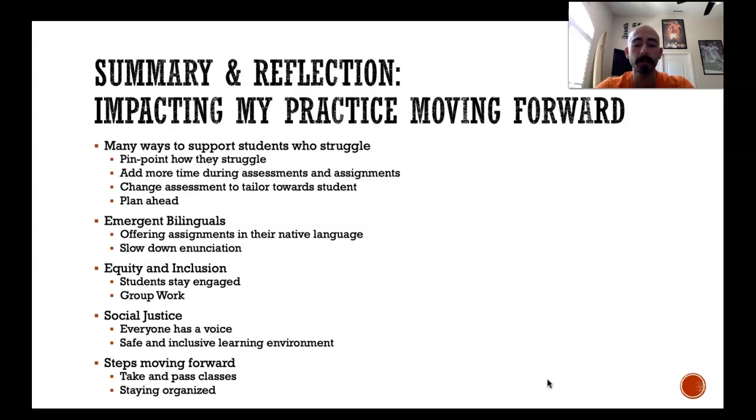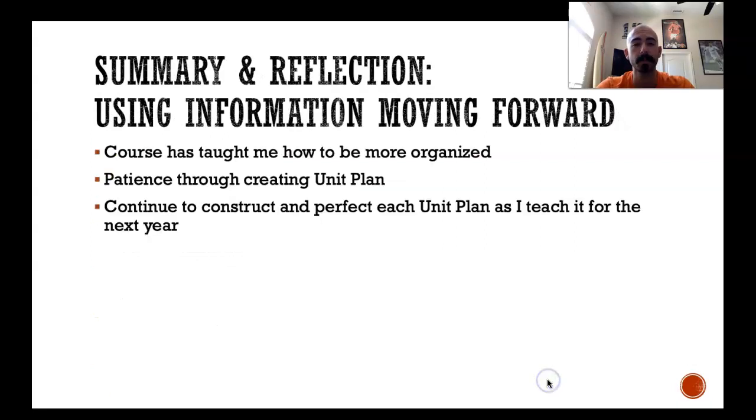Steps moving forward is primarily to take and pass these classes. Without these classes, I can't teach. As well as my tests, I need to pass those tests as well. And staying organized. I've come a long way learning to be organized, but there's still more learning to come. So I would like to stay organized.